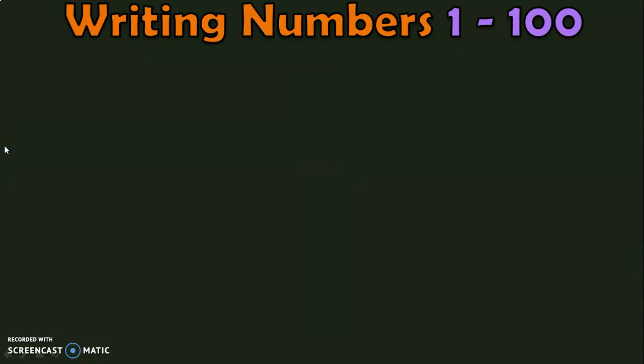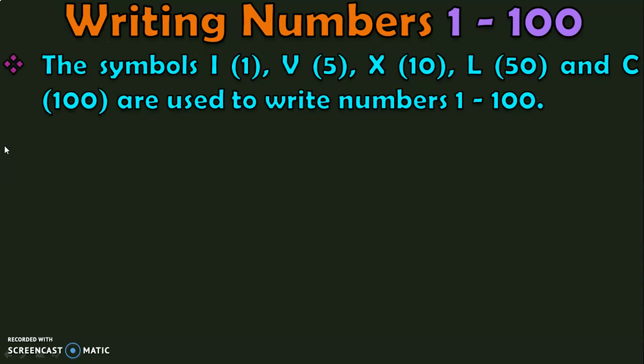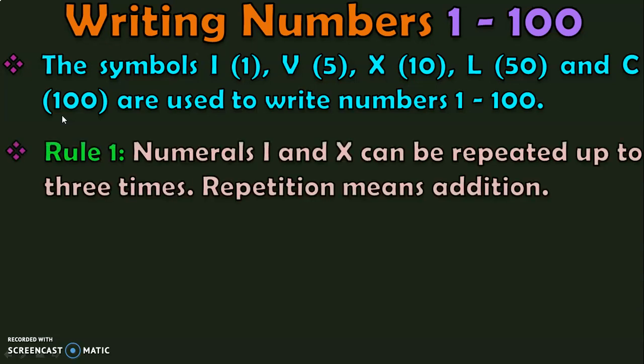For writing numbers from 1 to 100 in Roman numerals, we will be using the symbols I, which has a value of 1, V, having a value of 5, X, which has the value of 10, L, having the value of 50, and C, which has the value of 100. These 5 numerals are used to write the Roman numerals from 1 to 100. Let us see how it is done following the rules.